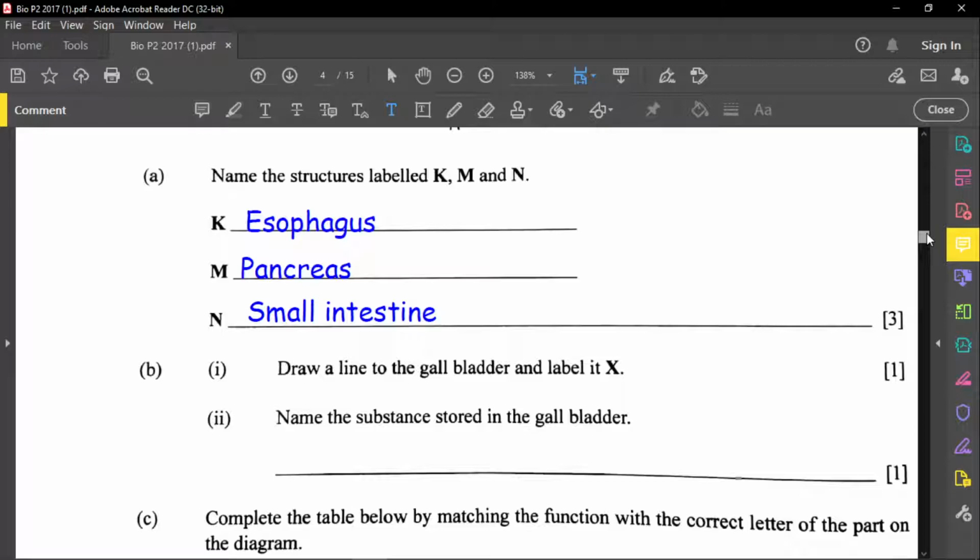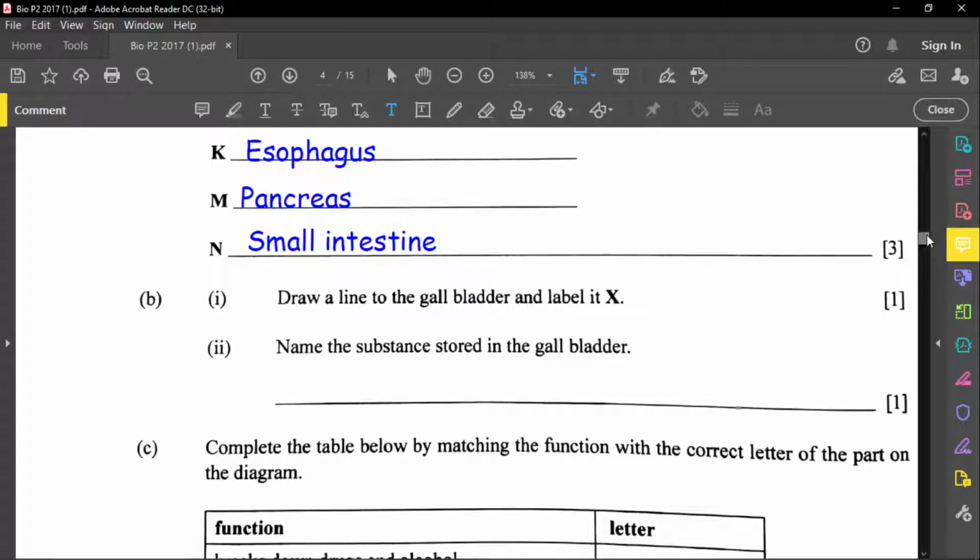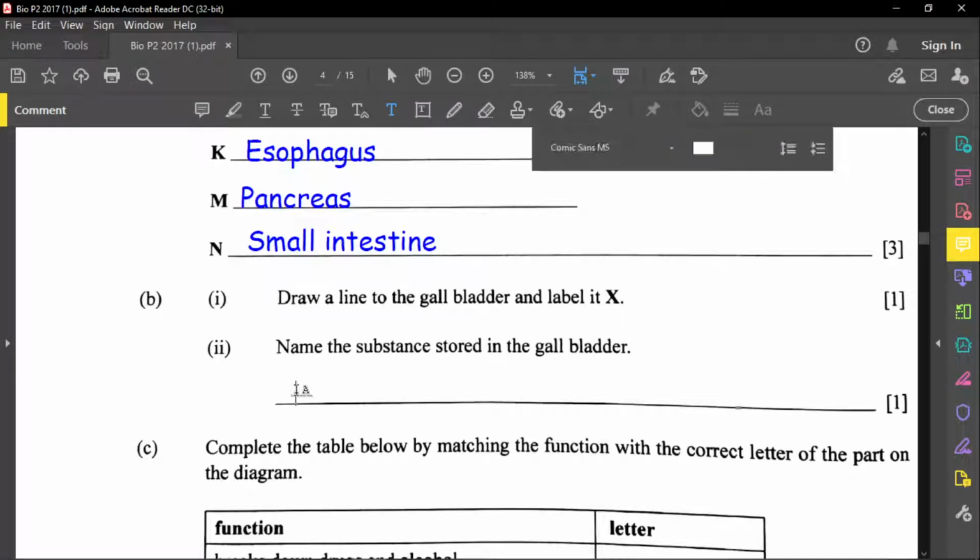The next part of the question says name the substance stored in the gallbladder. The gallbladder will store bile. Bile is produced by the liver, and bile is used to emulsify fat. In other words, it breaks down fat into small droplets called fatty droplets.